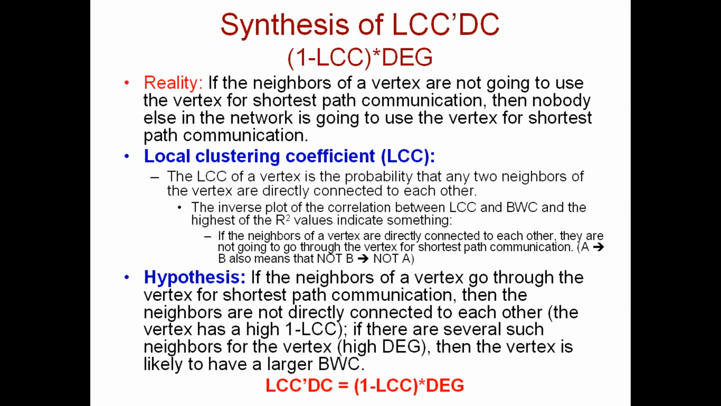our premise here, that we are going to see how the neighbors use the vertex for shortest path communication. And for that, the local clustering coefficient is a very useful metric because mathematically it captures the probability that any two neighbors of a vertex are directly connected to each other. So that basically means, if you have a vertex and its neighbors, what fraction of the neighbors are directly connected to each other. So that's like the probability.